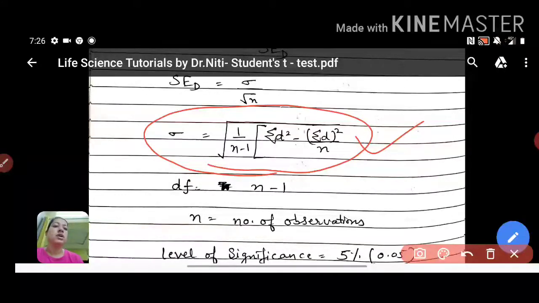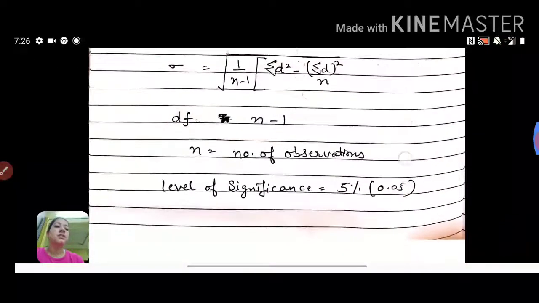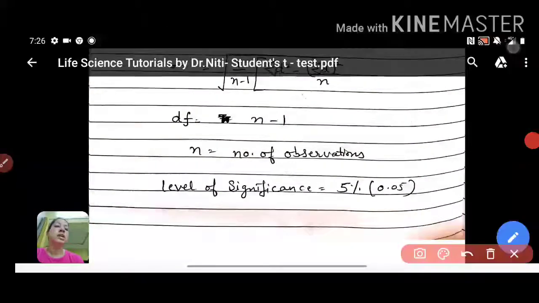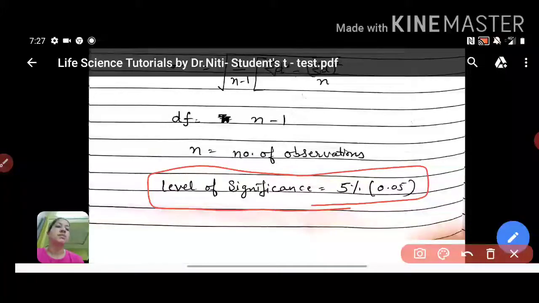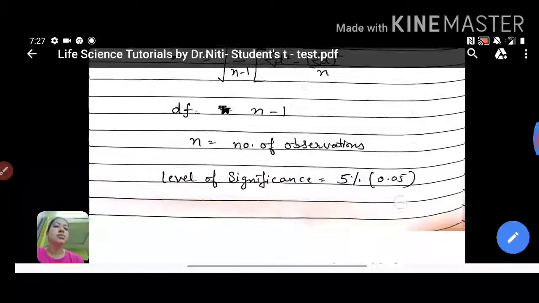Now the degrees of freedom is n-1, where n is the number of observations. You can determine the degrees of freedom by this, and the level of significance I have already told you, you have to take here as 5% level of significance. Now let's solve it.